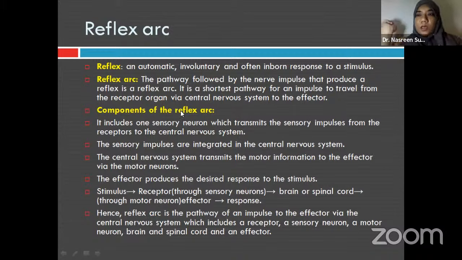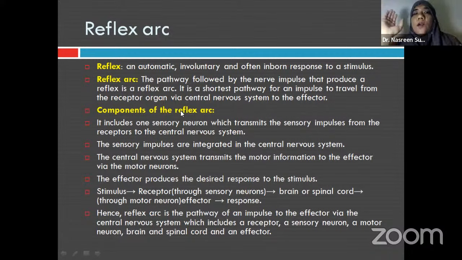So coming to reflex arc. What do you mean by a reflex? Reflex means a sudden, automatic, involuntary, inborn response to a stimulus. Automatic, involuntary, and inborn response. From the beginning, even if a small child touches any hot object, definitely the child will remove the hand from it. So it is an inborn response.